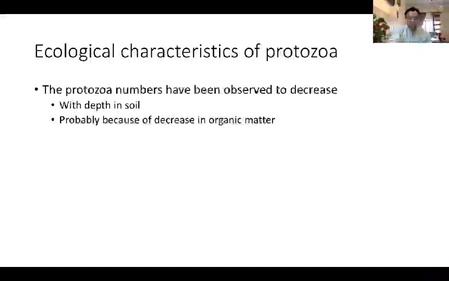Another thing that has been observed and reported by many scientists who work on soil protozoa is that as the depth of soil increases, the number of protozoa also decreases. What is the reason behind this? It has been hypothesized that probably it is the organic matter. The organic matter decreases with increase in depth, and with the decrease in organic matter, the food supply is lesser to protozoa and the number of protozoa also decreases.